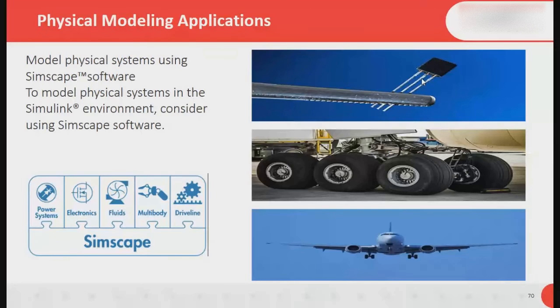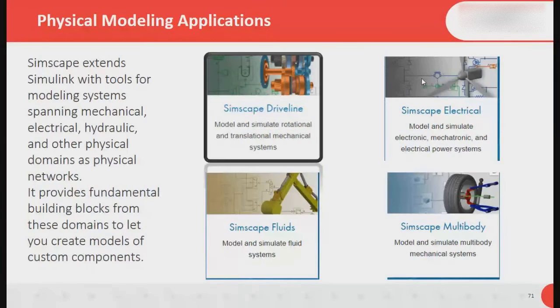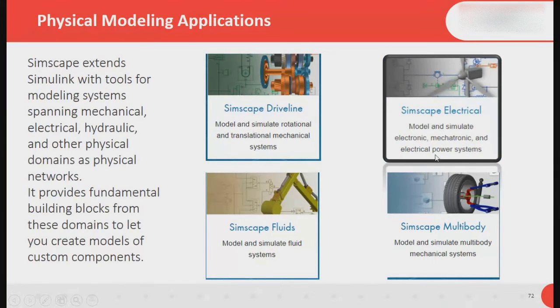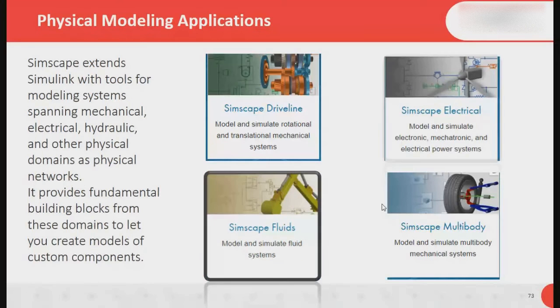So Simscape Driveline is used to design rotational and translational mechanical systems. Simscape Electrical is used to design electronic, mechatronic, and electrical power systems. Simscape Fluids is used to design fluid systems.